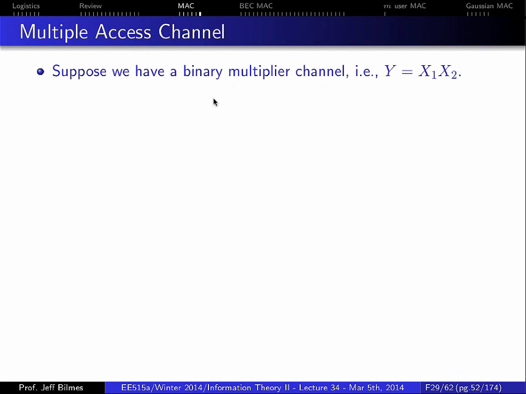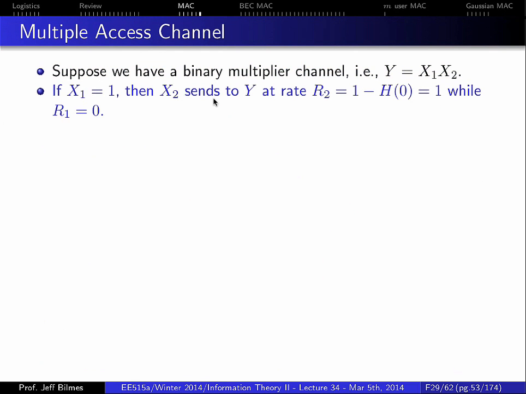Let's have a channel that has massive amounts of interference, a binary multiplier channel. Okay, so y is equal to x1 times x2, and these are still binaries. And we're trying to communicate from x1 and x2 to y simultaneously. Okay? And y is binary.